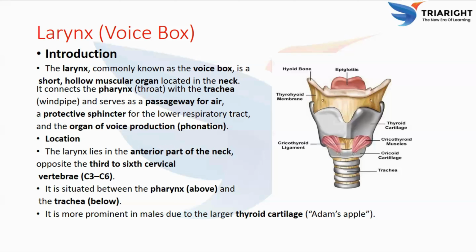In this picture, you can clearly see the anatomy of the larynx with the main structures labeled. At the top, above the larynx, you can see the hyoid bone. It supports the tongue and helps in swallowing. Next to the hyoid bone, you can see the epiglottis. It's a flap-like structure that closes during swallowing to prevent food from entering the trachea. Then you can see the thyroid cartilage, cricoid cartilage, cricothyroid muscles, cricothyroid ligament and also the thyrohyoid membrane.